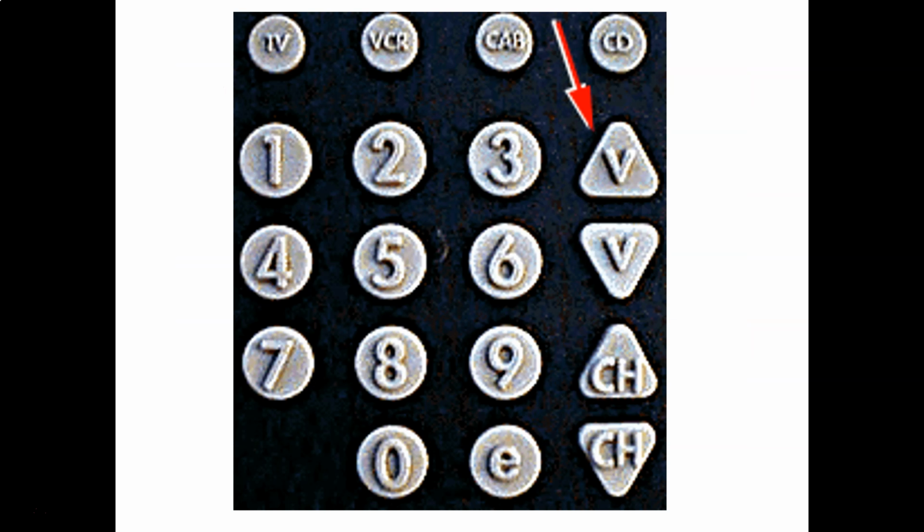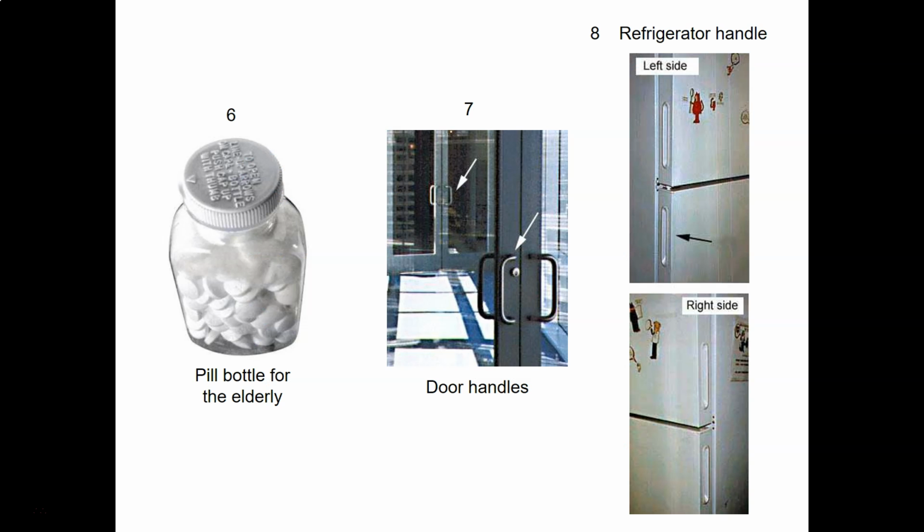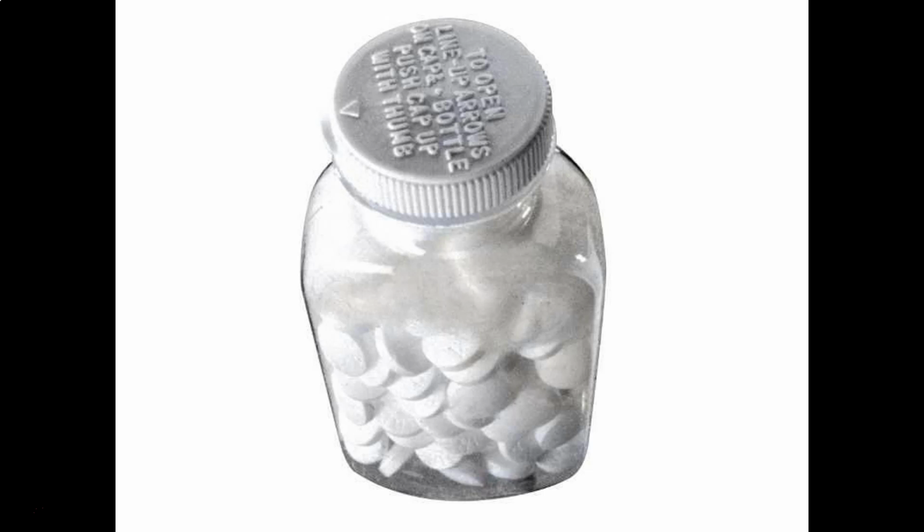On this remote, the V's stand for volume, and at a quick glance, they look like directional arrows, both pointing down. Here are some more examples. Can you name all the flaws? Pause the video, take a moment. The letters on the caps are very small. In addition, arthritis is a common ailment among the elderly, and the cap here would be hard to grip. It's also difficult for some elderly to manage the motor skills necessary to open a bottle of something like aspirin.